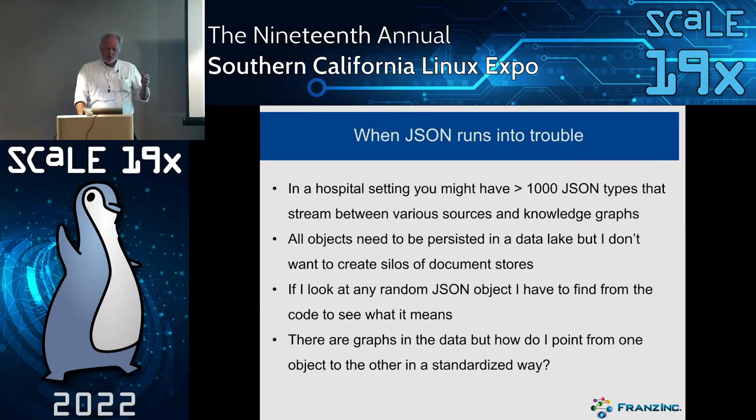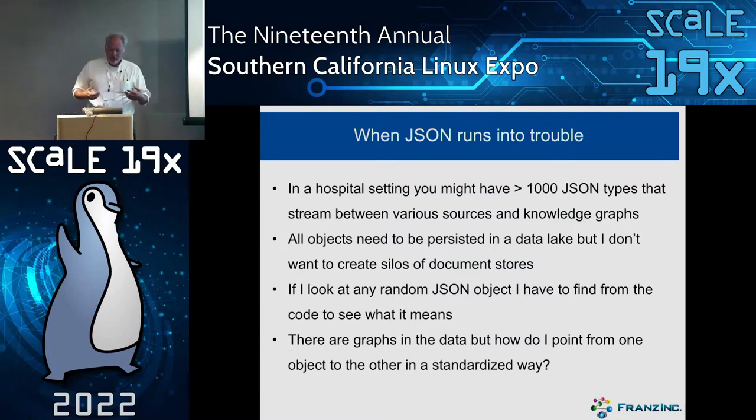But with JSON, you sometimes run into trouble, right? So, for example, in the hospital that we work with, they have more than 1,000 different JSON types that they stream between various applications and the knowledge graphs, usually via Kafka, but other systems too, right? So you've got all these types, and most of these JSON objects need to be persisted, right? But you don't want to put it in all these several silos. You need to put it in a data lake that you can do something with later.